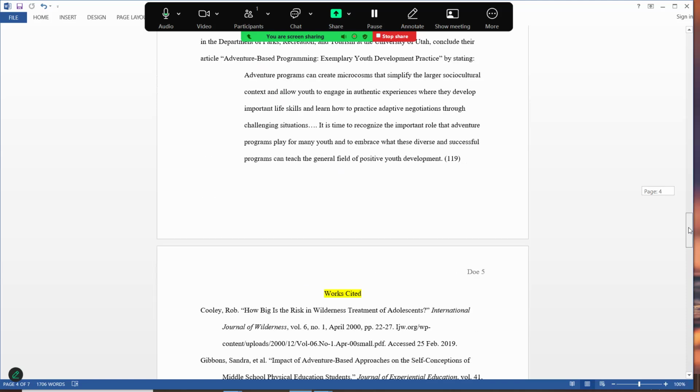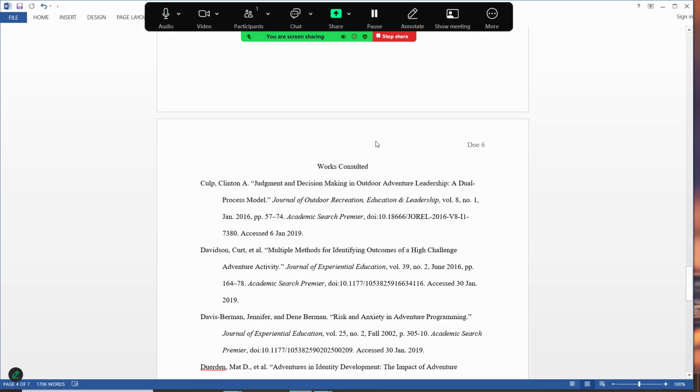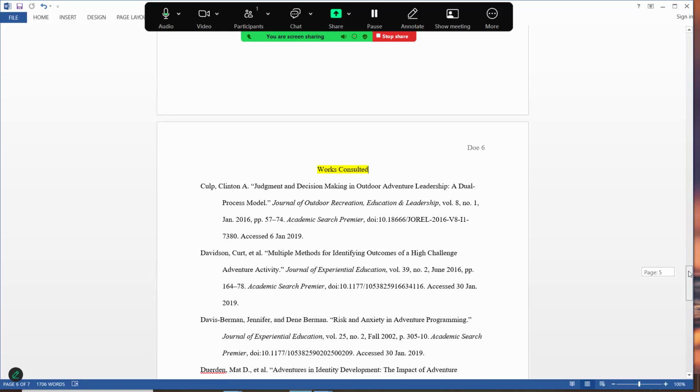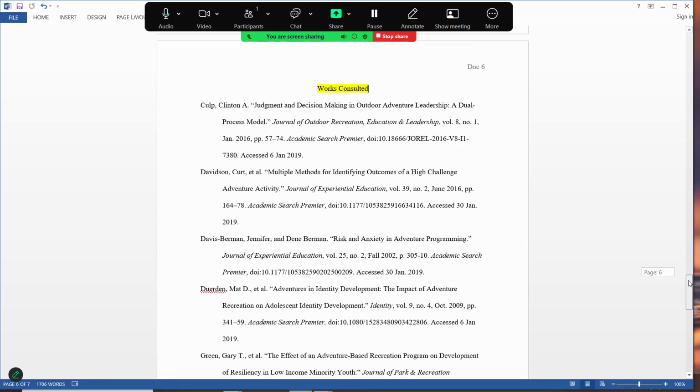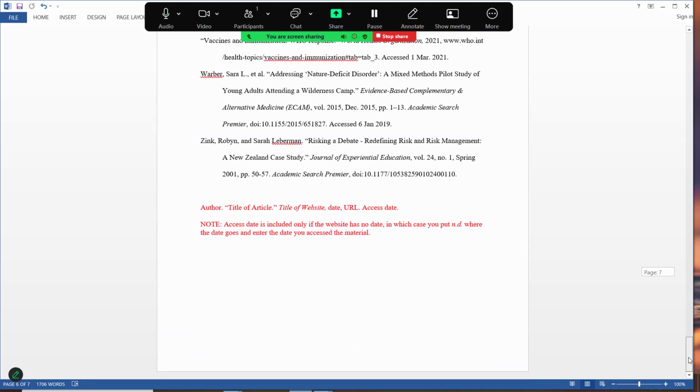The other thing I'd like you to include in this one is a works consulted. What this means is you're looking at this source, but you're not using it in your paper. You're not citing it. It's something you've read, but you're not listing it and saying, hey, Clinton Culp explained, or Culp, page 25. So if I were to look at the works consulted, they're not listed in your paper with the in-text citation or in the sentence. So I'd like you to include those two.